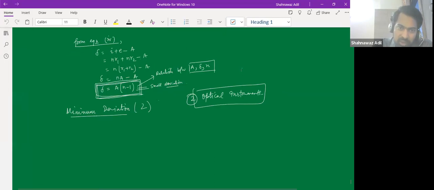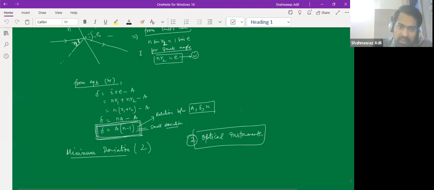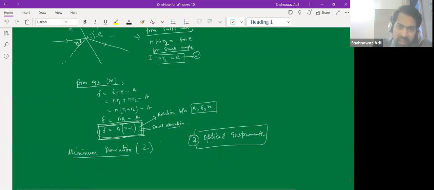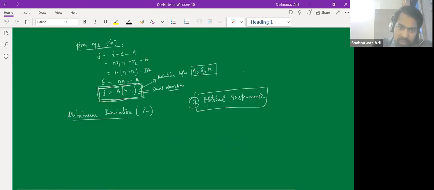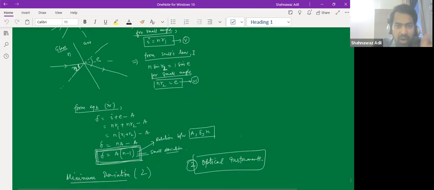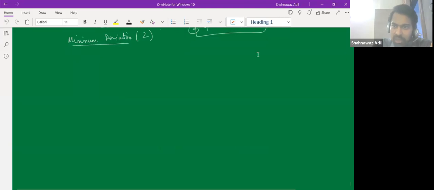So this result we got when we had this A, which was very small. So for a small angle of prism, this will be the solution, right? But let's say we don't have a small angle of prism A. Then what would be the minimum deviation? So let us do that. All the results would be same, but we will apply these scenarios.